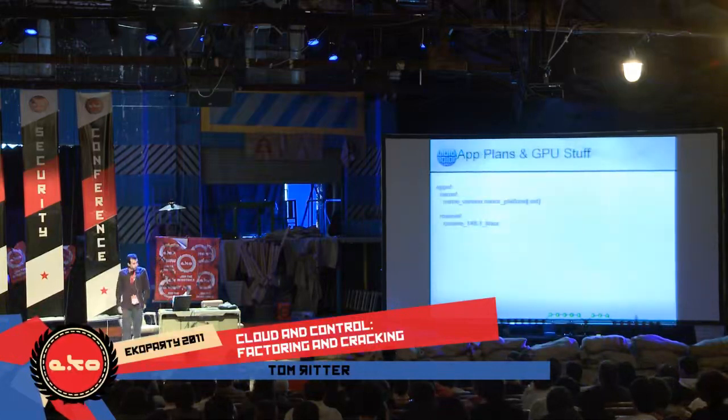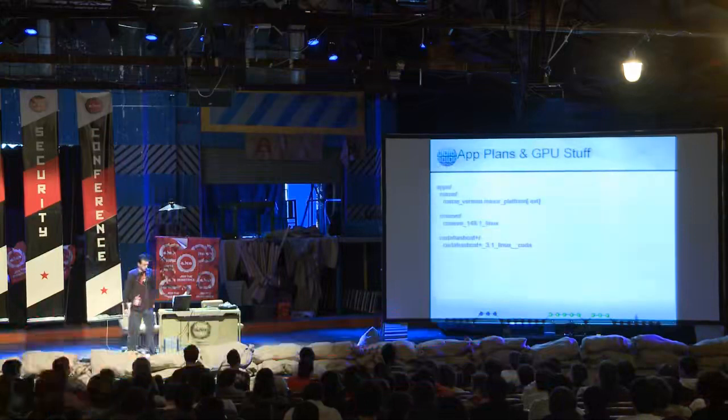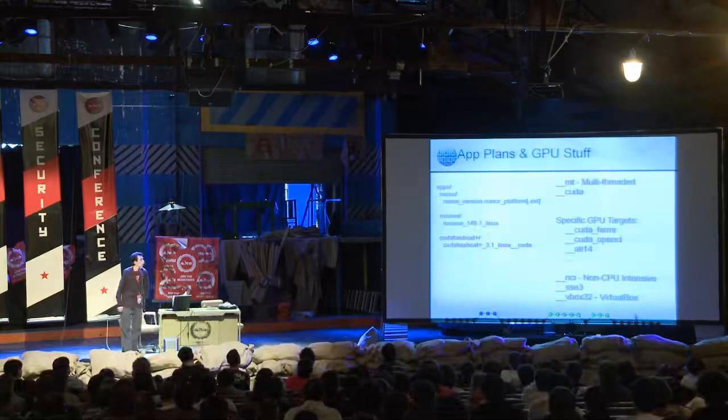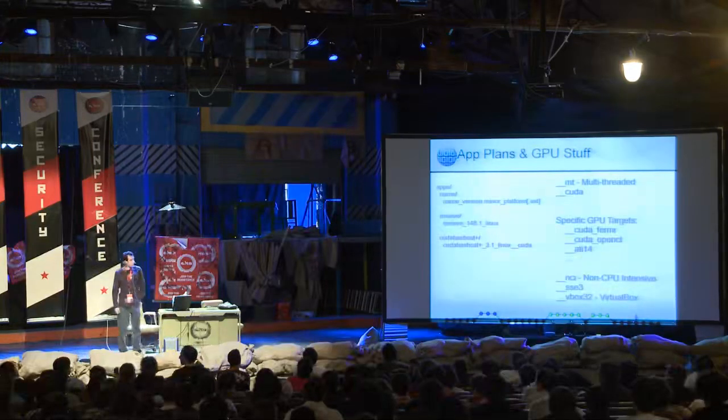Now what about GPUs? It's very similar to the naming pattern. We just tack on another piece, underscore underscore CUDA. That's called an app plan. And there's a bunch of different app plans. So MT is multi-threaded. And there's specific GPU targets. Only run this on a computer that has a Fermi graphics card.